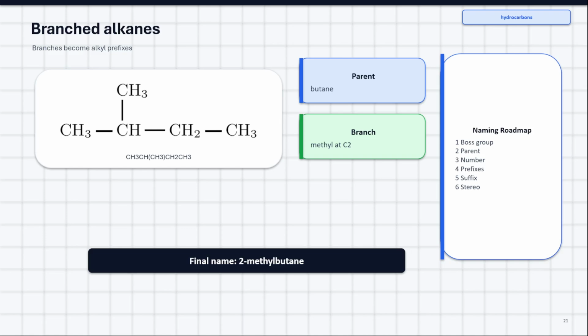The structure is CH3CH, with a CH3 branch, then CH2CH3. First, there is no special functional group, so we look for the parent carbon chain. The longest continuous chain has 4 carbons, so the parent is butane. Next, we number from the end that gives the branch the lowest number. The branch is a methyl group, and it is on carbon 2. So we put the locant first, then the prefix, then the parent. The final name is 2-methylbutane. Notice that the branch is not part of the parent name. It is named as a prefix.